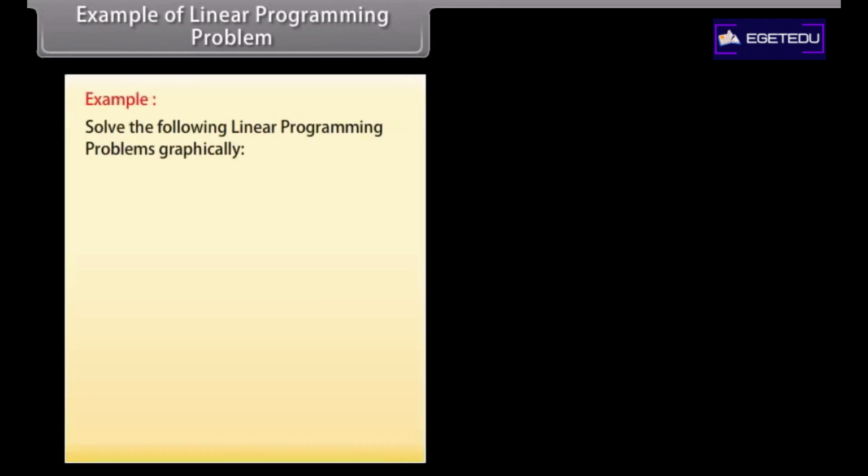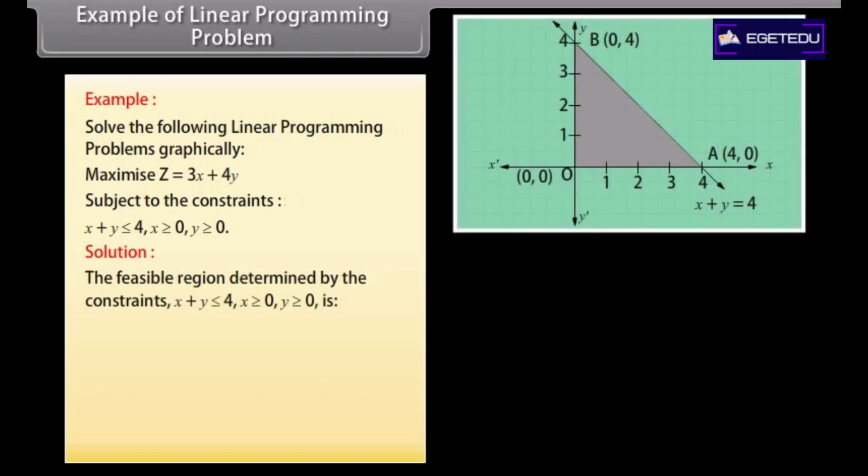Example. Solve the following linear programming problem graphically. Maximize z = 3x + 4y, subject to the constraints x + y ≤ 4, x ≥ 0, y ≥ 0. Solution. The feasible region determined by the constraints x + y ≤ 4, x ≥ 0, y ≥ 0 is given in the figure.